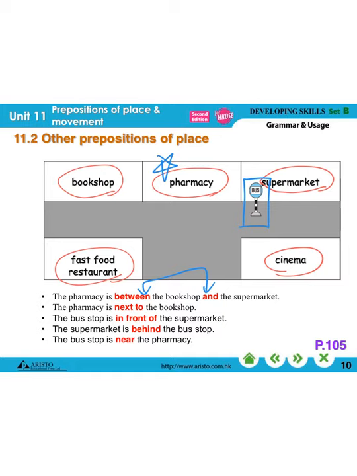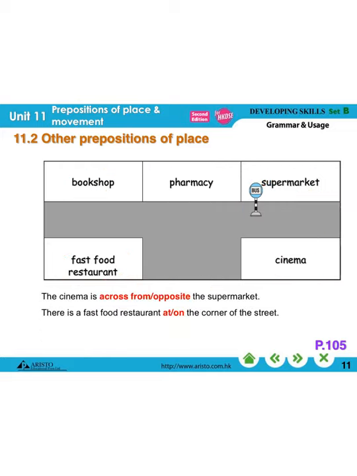So where is the bus stop? The bus stop is in front of the supermarket. And that's why, if the bus stop is in front of the supermarket, the supermarket is right behind the bus stop. You can also say that the bus stop is near the pharmacy. Near the pharmacy.